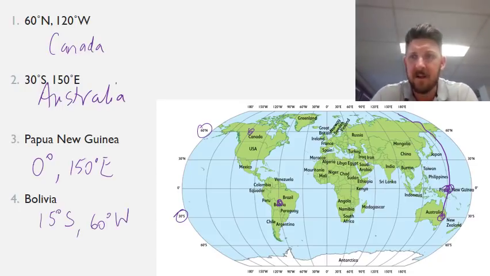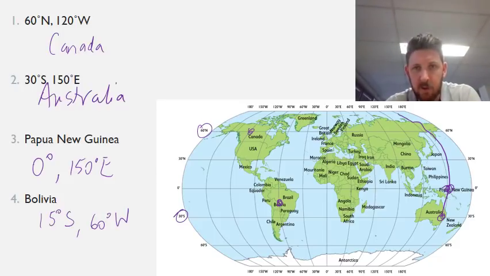All right, quickly write down your success criteria. Remember that longitude goes vertically, your latitude goes horizontally. We know that longitude goes up to 180 degrees, but you need to say whether it's west or east of the prime meridian, and we know that latitude goes north and south 90 degrees of the equator.